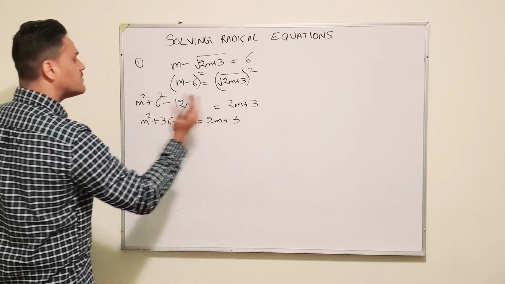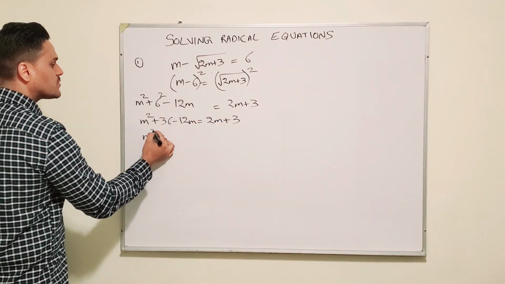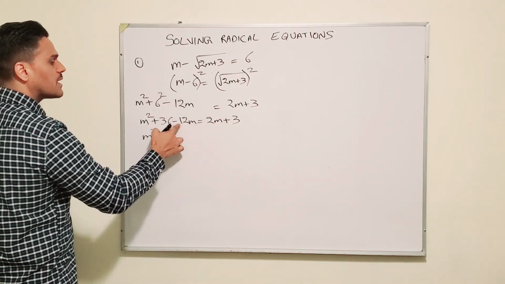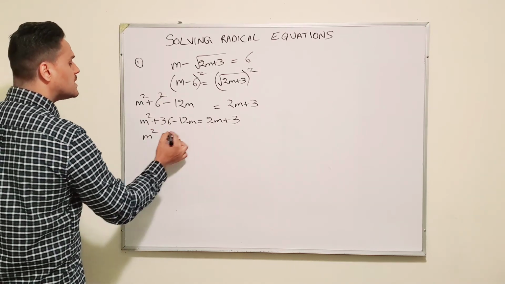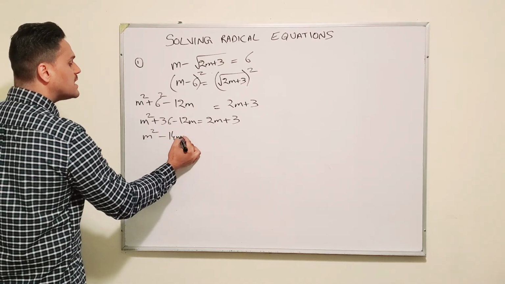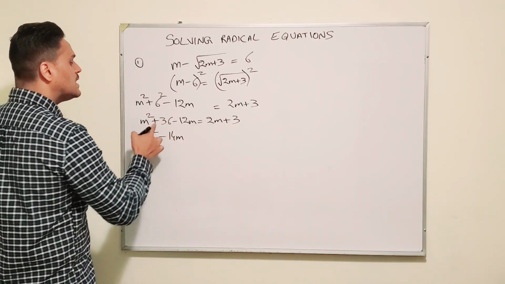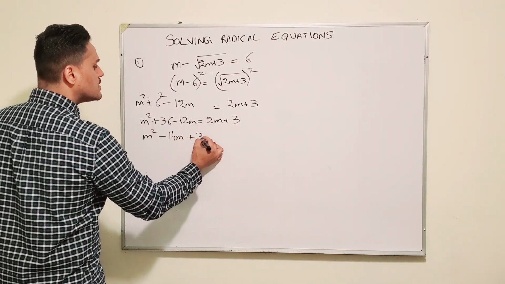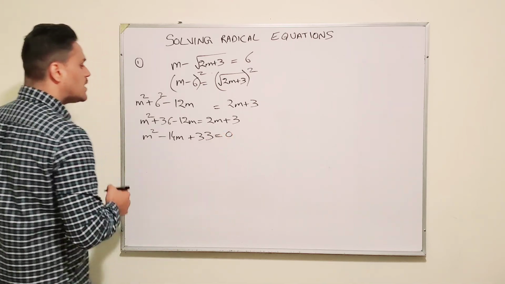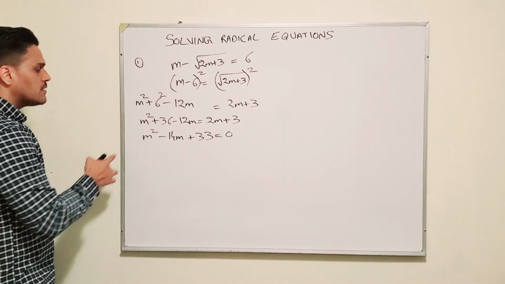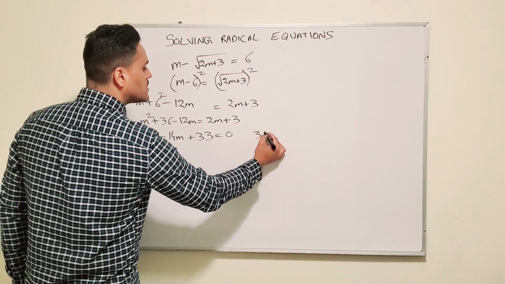We're going to bring everything over. So we'll get m square. 2m will come over here, become minus 2m. Minus 12 minus 2m is going to be minus 14m. Plus 3 will come here, become minus 3. 36 minus 3 is going to be 33. So we're left with a simple quadratic equation. 1 times 33 is going to give me 33.